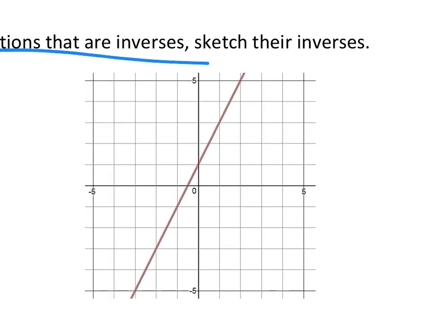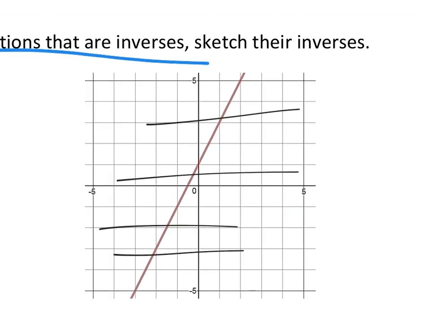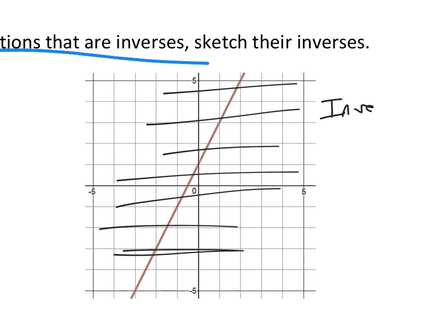We go to the next one. If you look at this, no matter how many horizontal lines I draw, the inverse only hits once. So the inverse is a function.